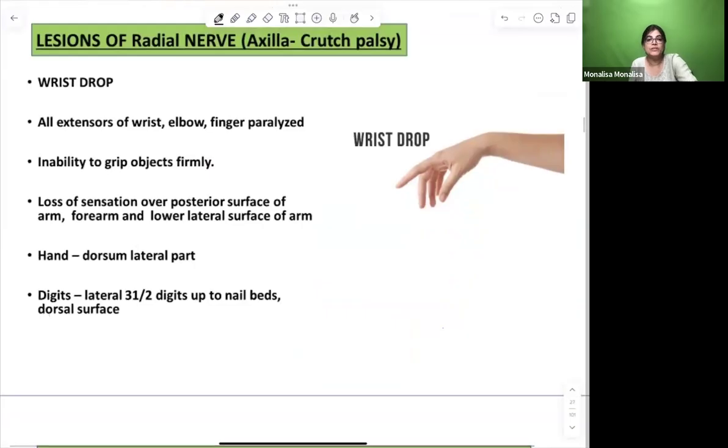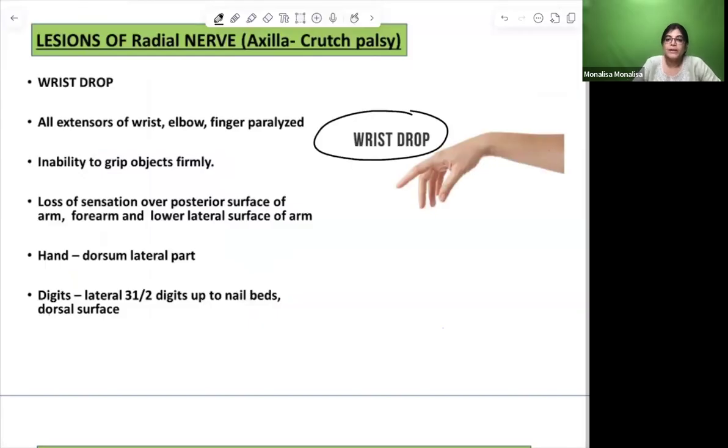Now, what will be the lesions? So let's quickly revise the lesions. If we are talking about the injuries which happen in the axilla, that means all the muscles of extensor group will be paralyzed, triceps will be paralyzed, and the patient will have wrist drop. And all sensory losses. So the patient will have sensory losses and all the muscles which are supplied by radial nerve are paralyzed if the lesion occurs in the axilla.